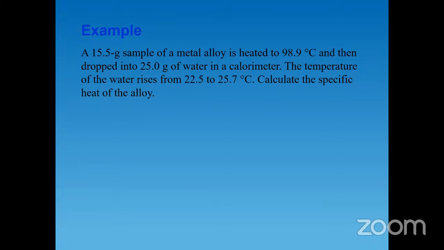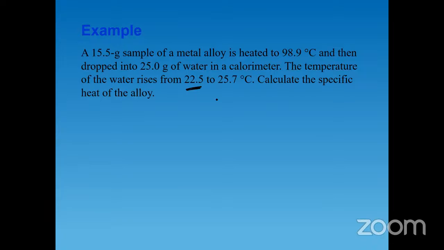And then you drop it into 25 grams of water in a calorimeter. The temperature of the water rises from 22.5 to 25.7. Calculate the specific heat of the alloy. Okay, so let's see what's happening here. We have a metal, which is at 98.9 degrees Celsius, right? We drop it into water. The water is at a temperature initially of 22.5 degrees Celsius, right?